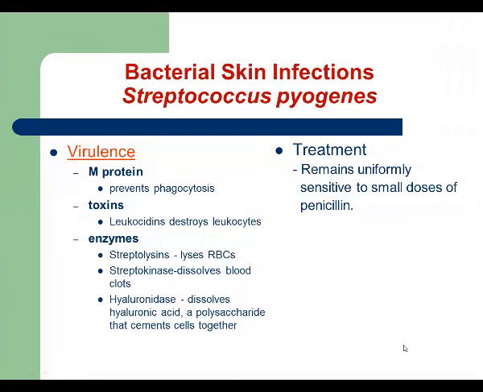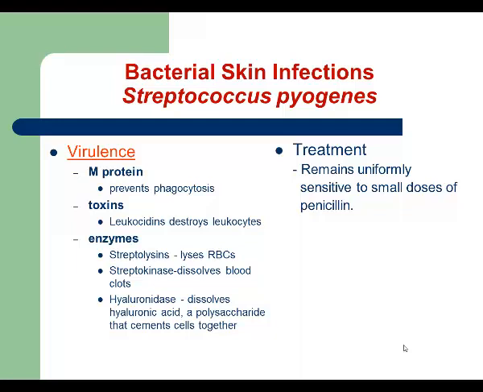So the question is, why can Streptococcus pyogenes be so aggressive? What are the virulence factors of Streptococcus pyogenes? Number one, Strep pyogenes has the ability to produce what we call M protein, surface M protein. And remember, we already talked about surface M protein. I told you it interferes with phagocytosis.